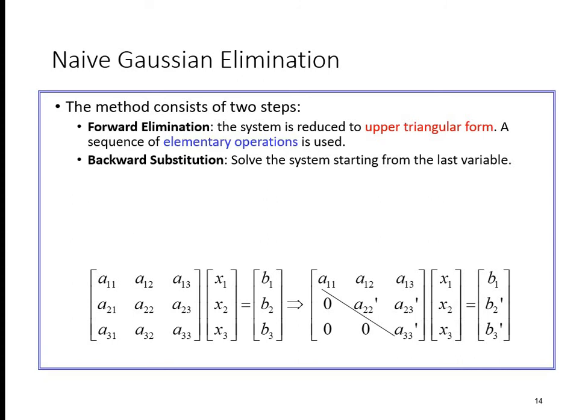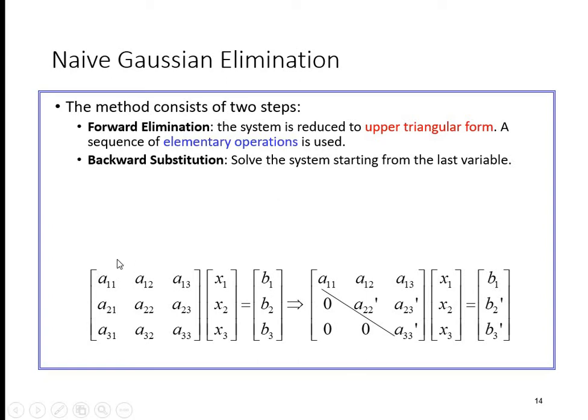So the method consists of two steps. We have got the forward elimination and the backward substitution. The system is reduced to upper triangular form and a sequence of elementary operations will be used. For backward substitution, we are then solving for the variables of interest.